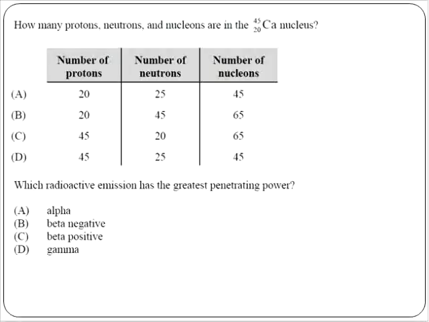How many protons, neutrons, and nucleons are in this nucleus? Well, the nucleons, remember, that's the top number. So the nucleons is 45. So it's either this answer or this answer. We can cross these two out right away. How many protons? Well, the protons, that's the bottom number, because that's the atomic number. And that means the protons is 20. So there you go. That's the only one that's possible. And the number of neutrons obviously is 45 take away 20, which is 25 neutrons.